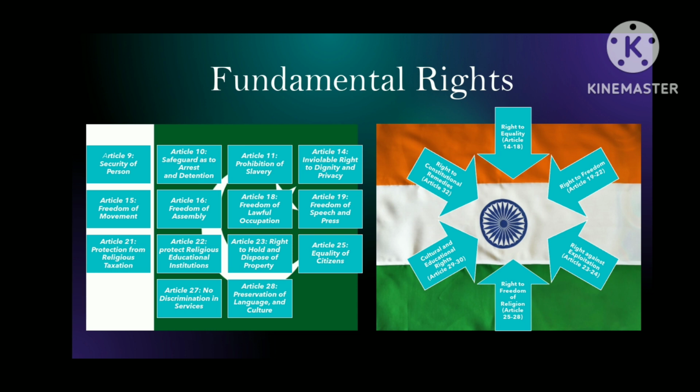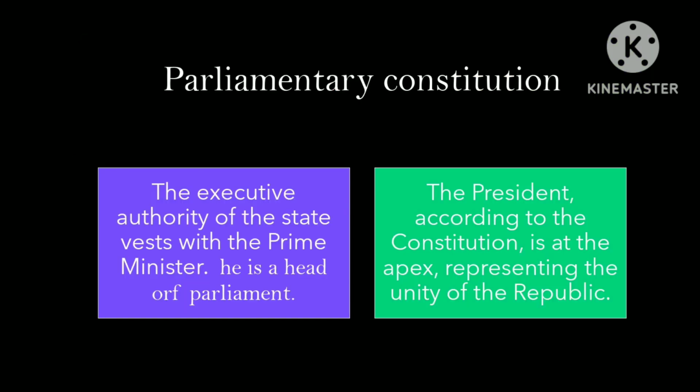Let's come to the Indian Constitution. Here, Articles 14 till 18 describe the right to equality, and Articles 19 to 22 describe the right to freedom. Articles 23 till 24 discuss the right against exploitation. Articles 25 till 28 discuss the right to freedom of religion. Articles 29 till 30 describe cultural and educational rights. Article 32 speaks about the right to constitutional remedies.